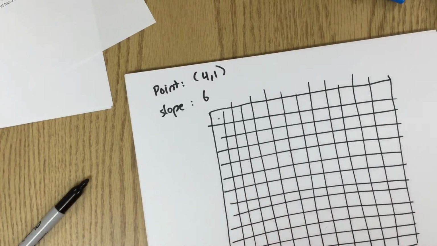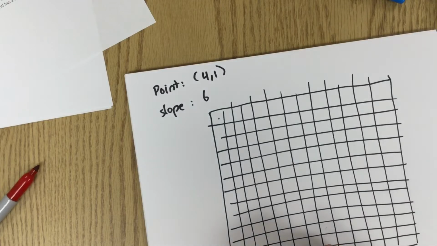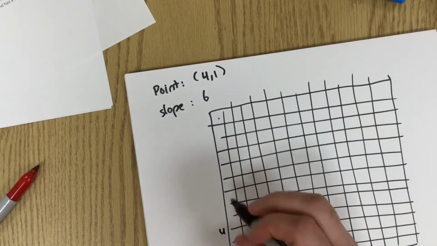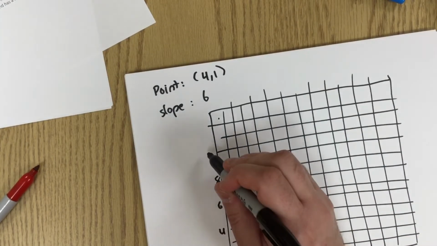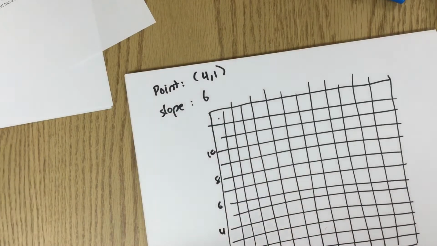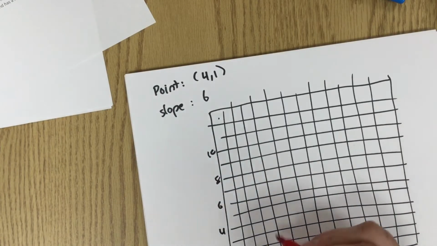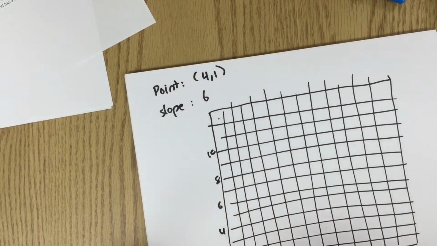So we start at the point (4, 1). I should put some numbers on there: 1, 2, I'll go up every 2 to save myself some writing: 2, 4, 6, 8, 10. So I started at the point (4, 1). This is my first point.